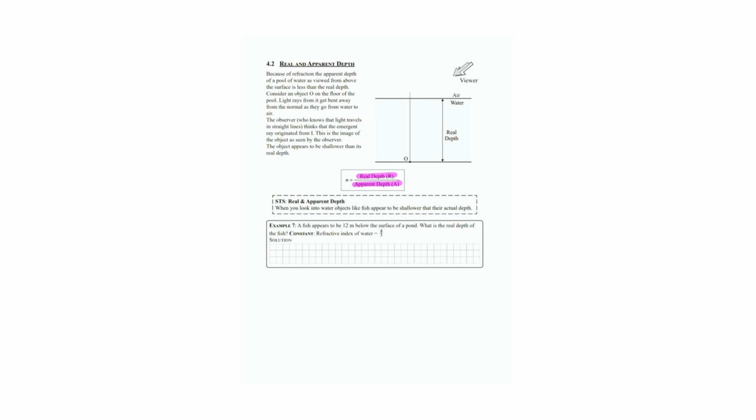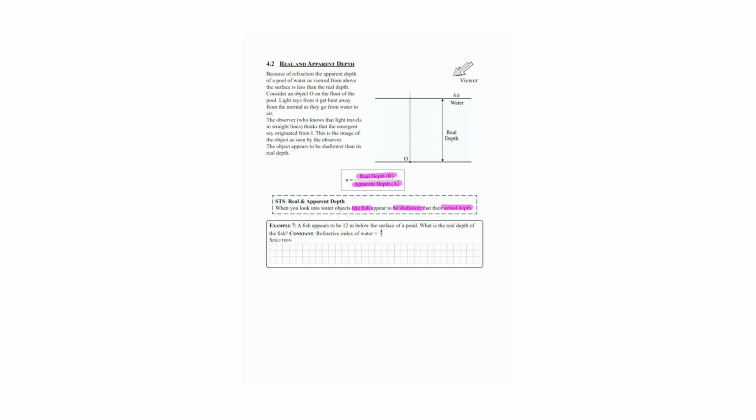There's a real-life application here. Well, we've already talked about it. The real-life application for real and apparent depth is that when you look into water, objects like fish appear to be shallower than their actual depth. That's really important if you're diving into water and you see the bottom of the pool. The bottom of the pool actually appears to be shallower than it actually is. So one needs to be very, very careful of that when diving into water. Let me do an example on that.